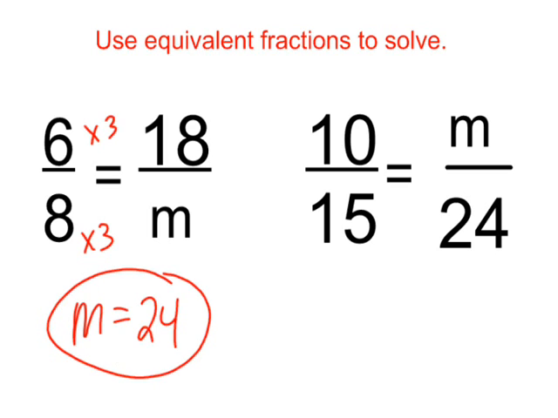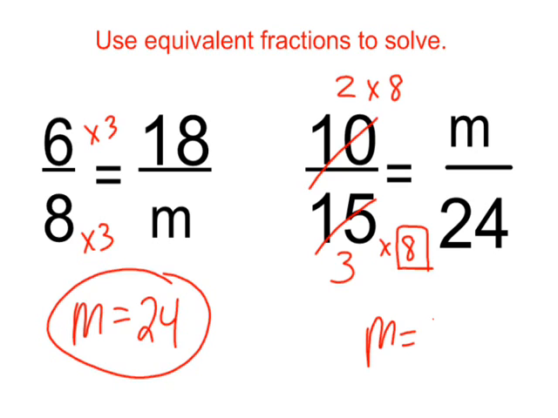On this next example, it looks like you can't use equivalent fractions because 15 times something is not going to give you 24, at least not times a whole number. But if we simplify this, we divide each one by 5, because you can simplify fractions, you get 2/3. And now we could use equivalent fractions. 3 times what is 24? Well, 3 times 8, we do the top times 8, our missing value would be 16. So that's how you can solve proportions using equivalent fractions.